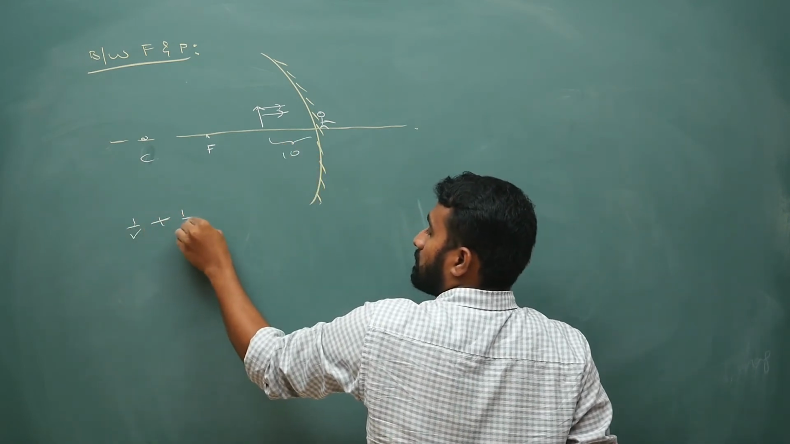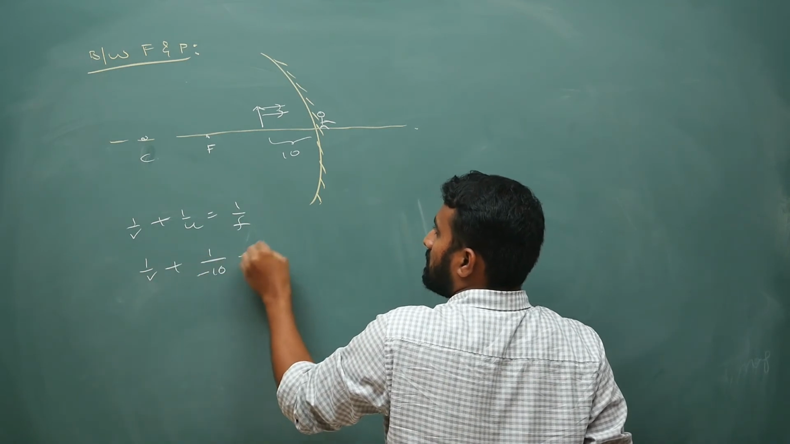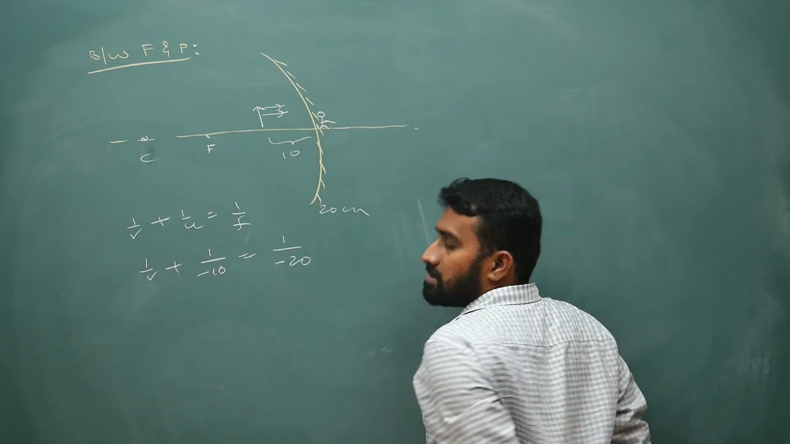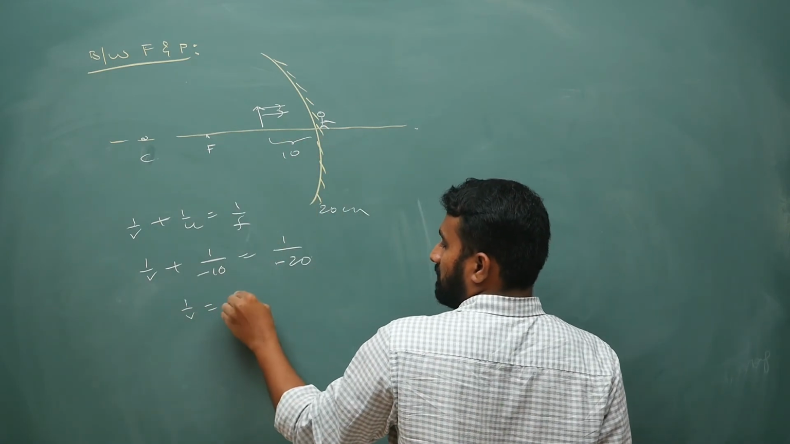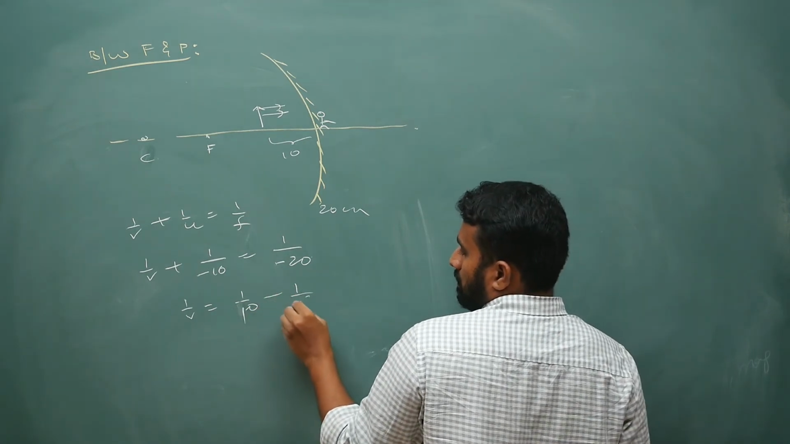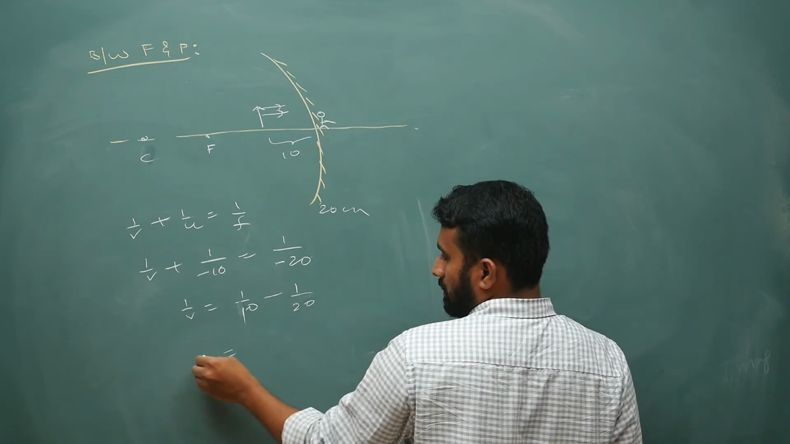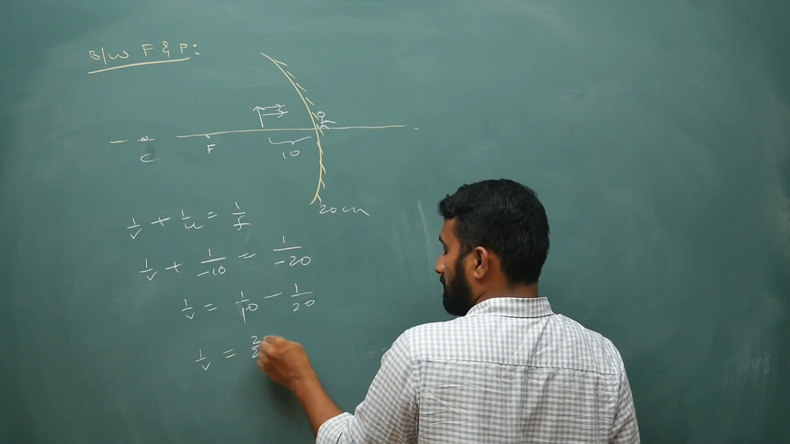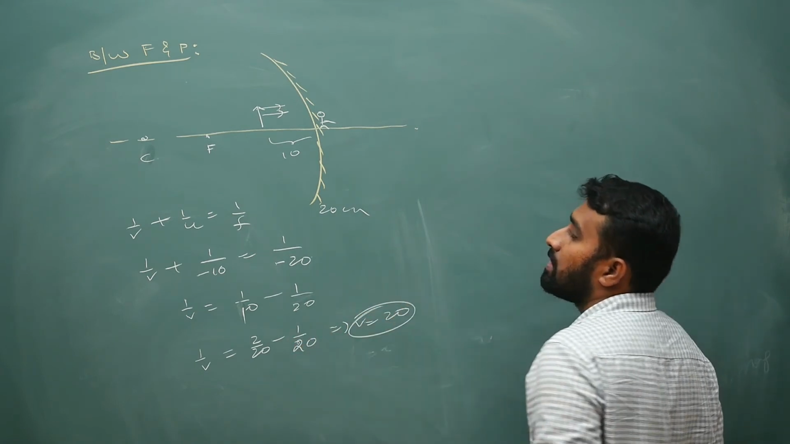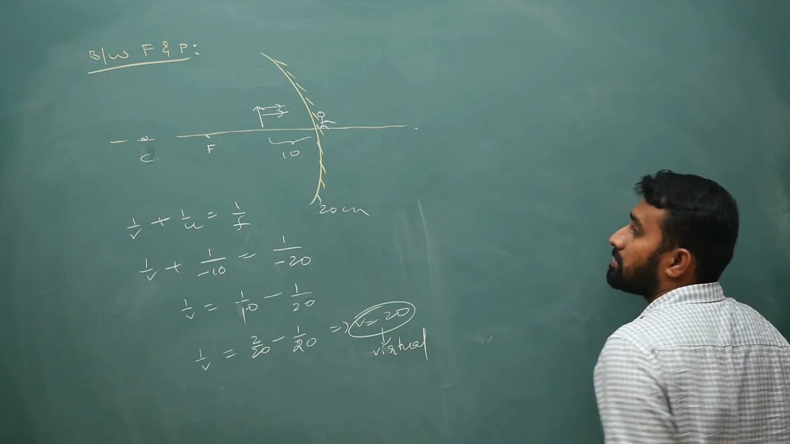So 1 by V plus 1 by U is equal to 1 by F. 1 by V plus 1 by U, where U is minus 10, is equal to 1 by F, which is minus 20, because focus is still against the incident ray. So from here 1 by V is 1 by 10 minus 1 by 20, so 2 by 20 minus 1 by 20, so V is equal to 20. So plus indicates that it is a virtual image.